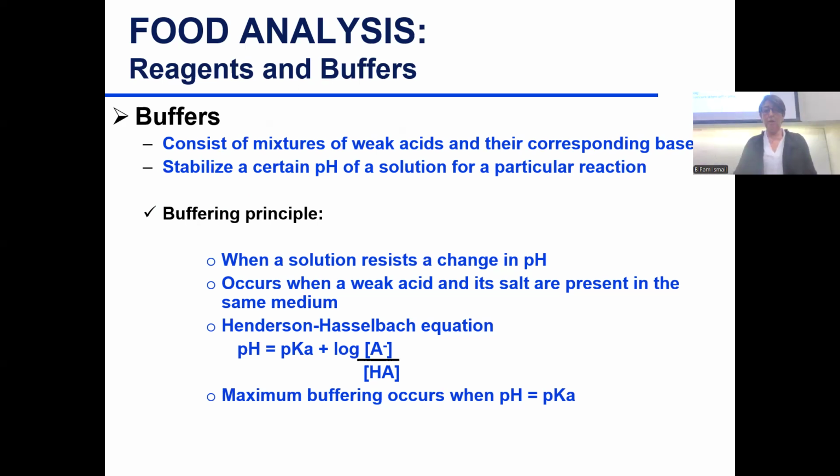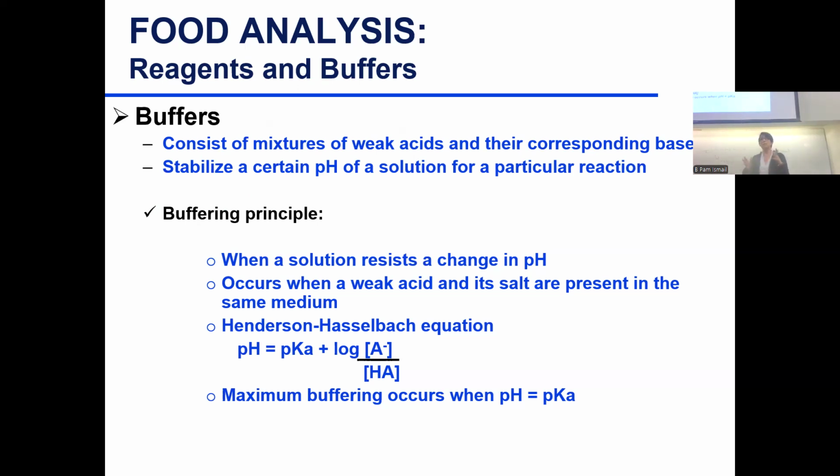Just as a reminder, buffers are made up of a dilute acid and its conjugate base. Dilute acids usually are organic acids. The conjugate base is really the salt of that acid. When you don't have a proton anymore, and you have, let's say, a sodium ion instead of a proton, then it becomes the conjugate base. All right, if they are present together, then you have a buffer.